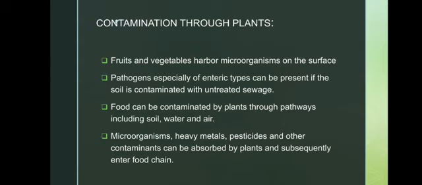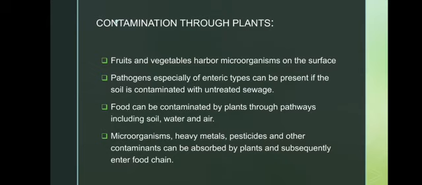So plants are susceptible to pathogens, because pathogens can enter the plants through various sources. They can enter because plants are exposed to air, water, soil, sewage, everything. So a plant can get contaminated through these sources. Food can be contaminated by plants through pathways including soil, water and air.